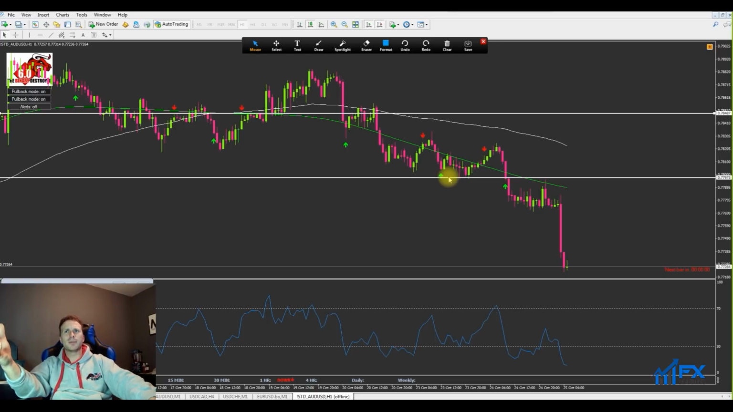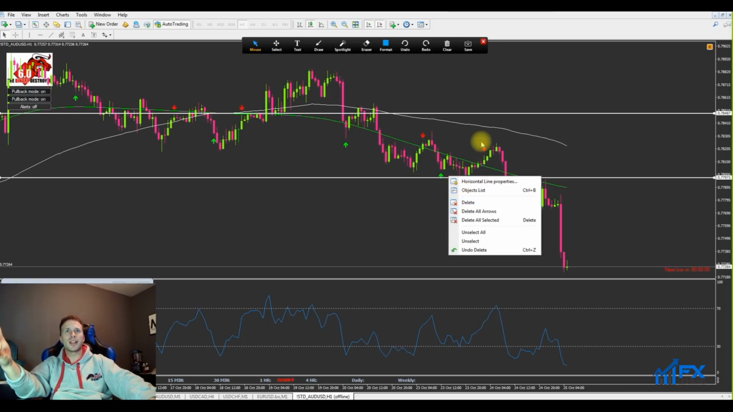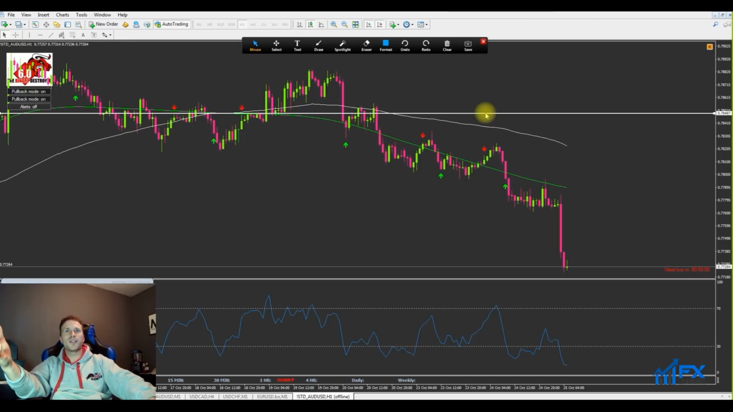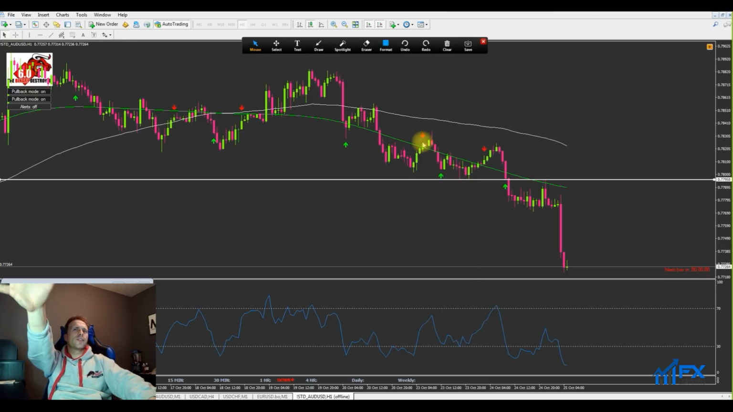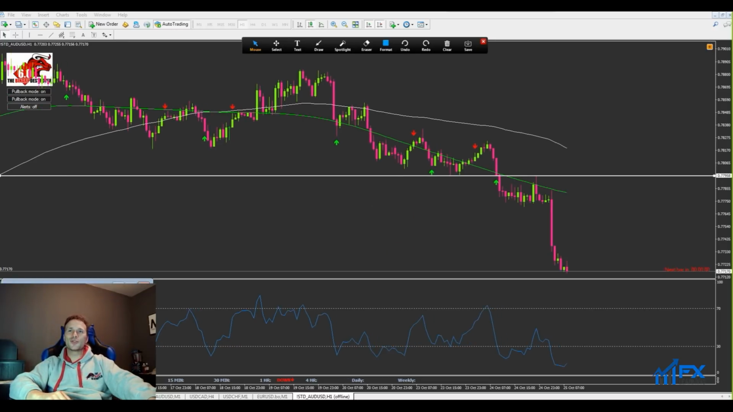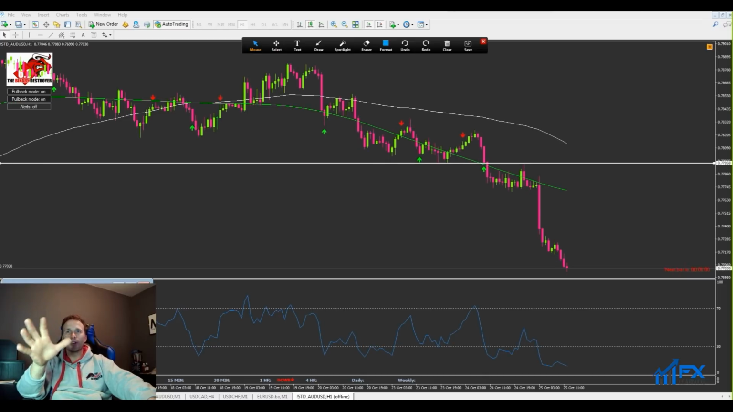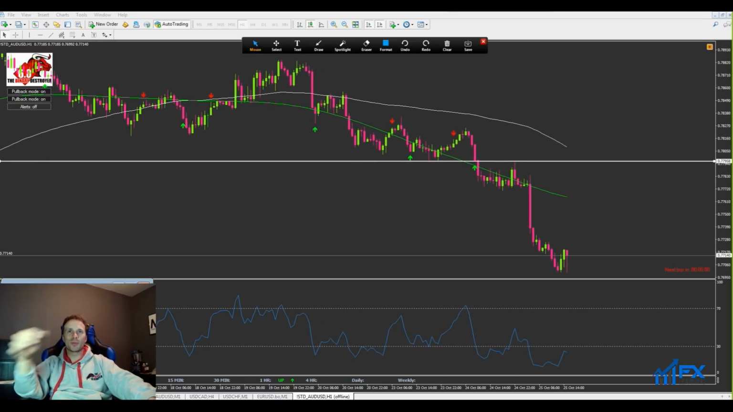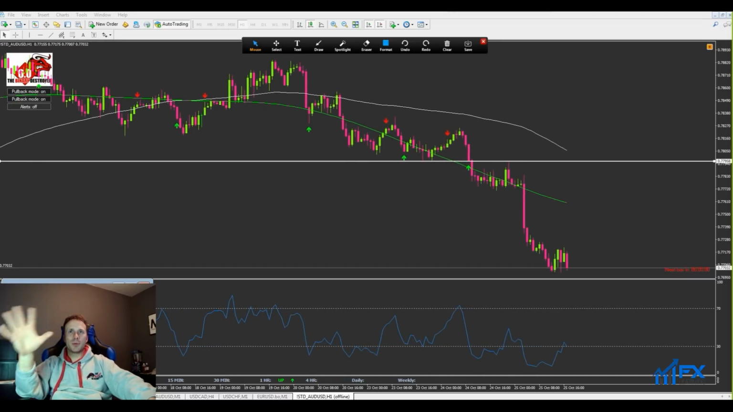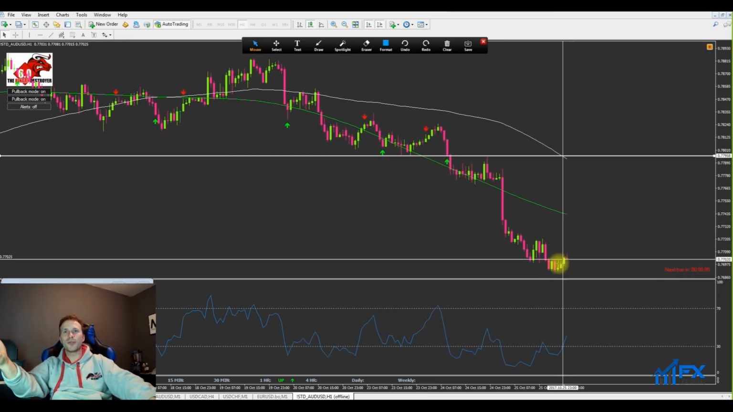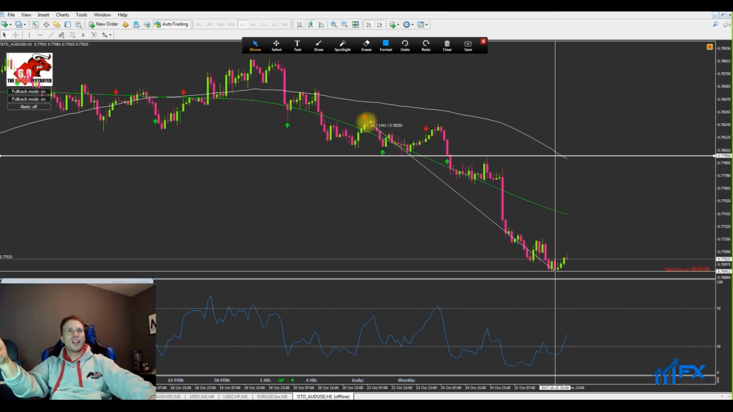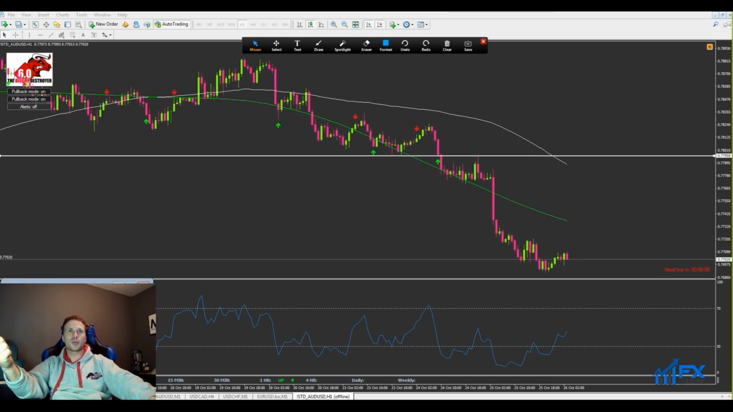I'll delete my entry. I'm going to move my entry now to 25 pips. Okay, there you go, 29 pips. Watch this. Honestly, the price just drops. Okay, we pull back again and we continue down. Watch this. This is now a 135 pip move and I had a stop loss of 25 pips.